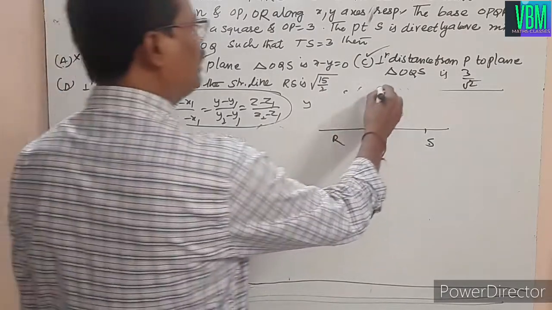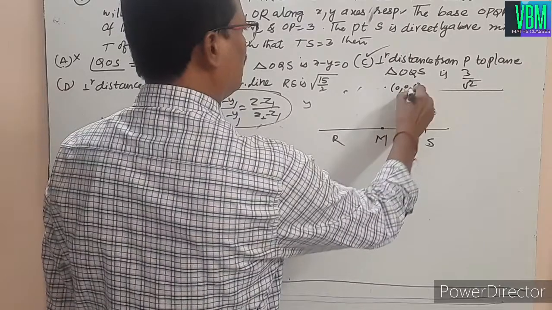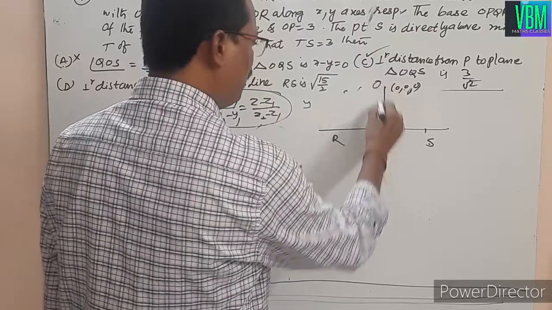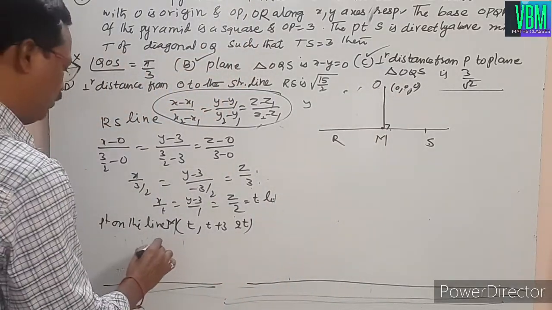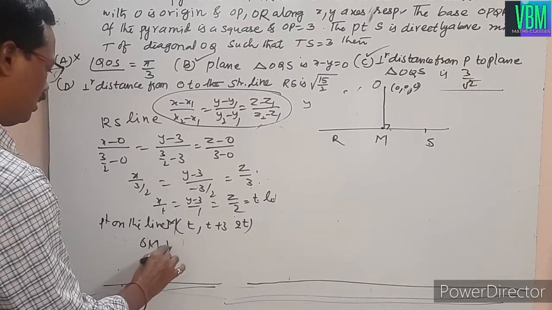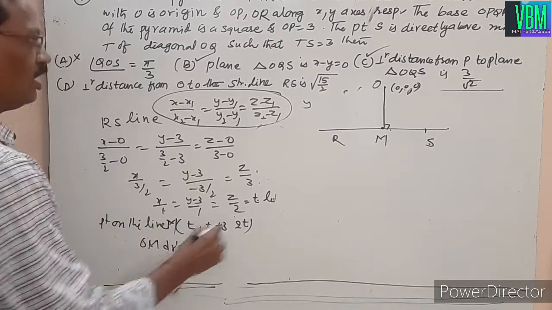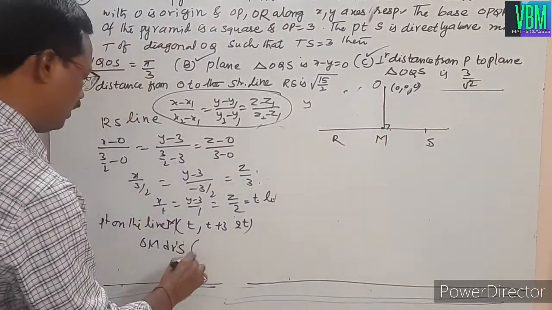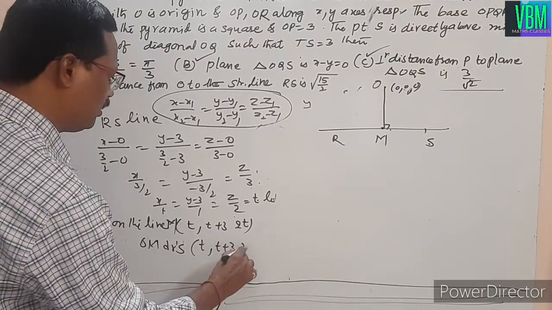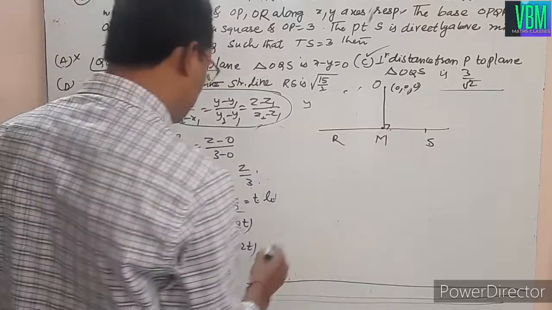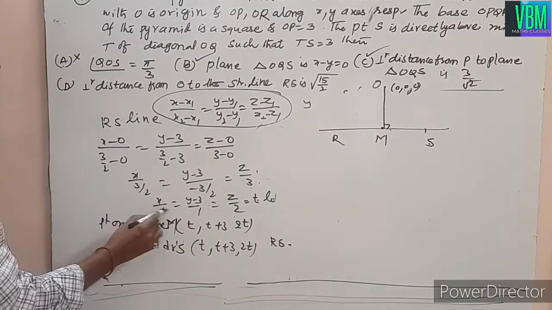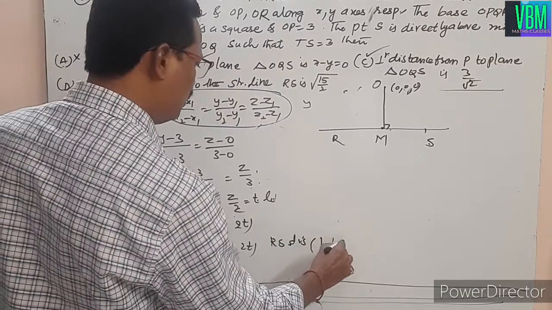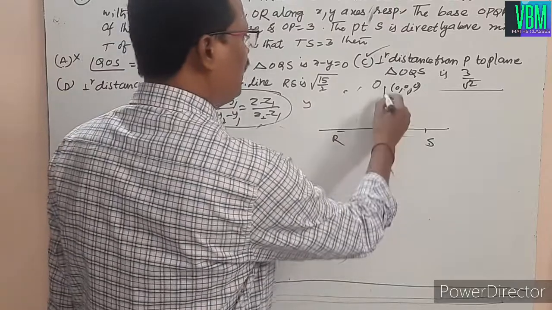And where is the origin? This is the origin. From the origin we want the perpendicular distance. Therefore, this is OM's direction ratios. OM's direction ratios are T minus 0, T plus 3 minus 0, 2T minus 0. Therefore, T, T plus 3, 2T. What about the RS direction ratios? The denominators 1, 1, 2 are nothing but the RS direction ratios, 1, 1, 2.